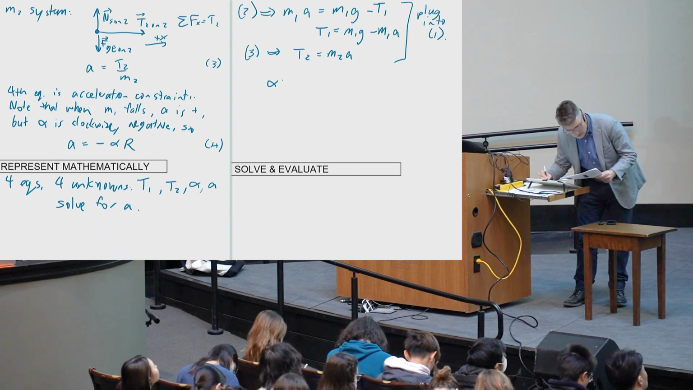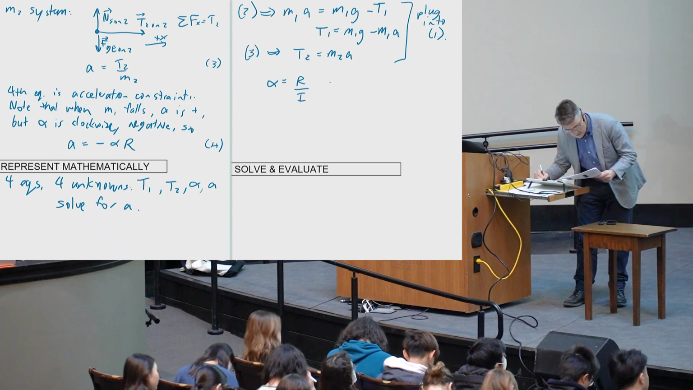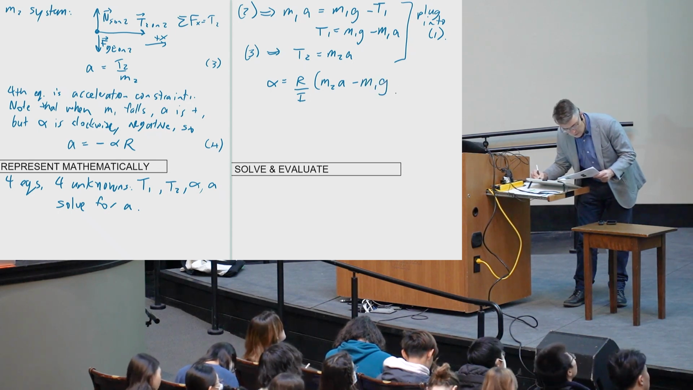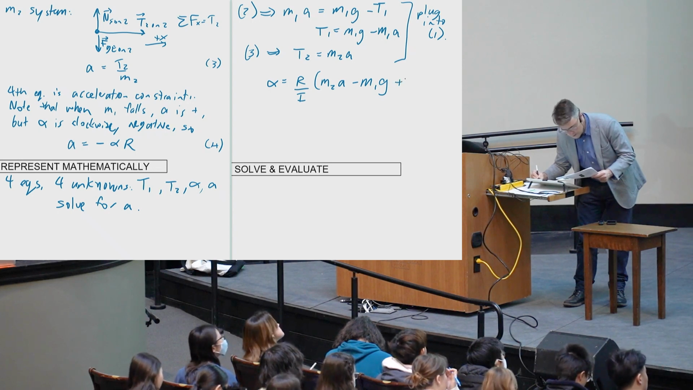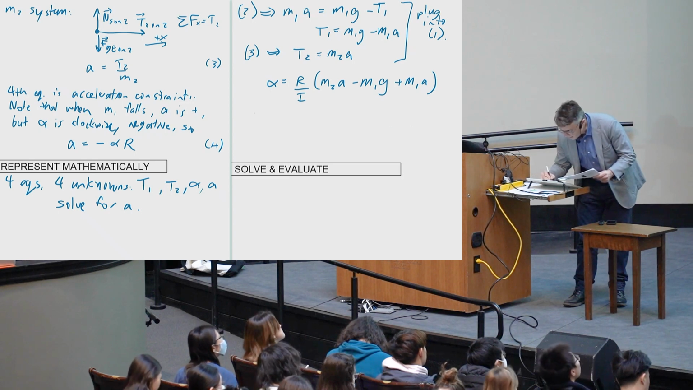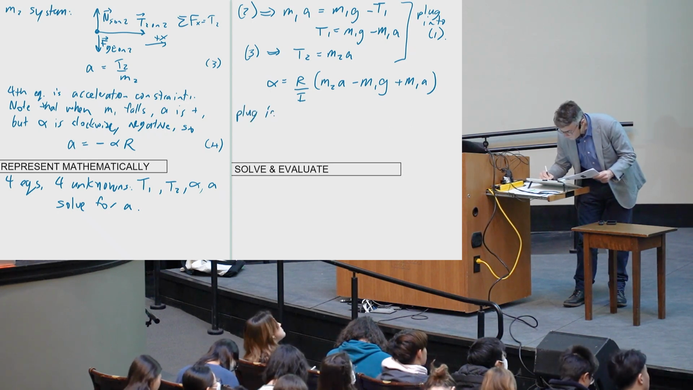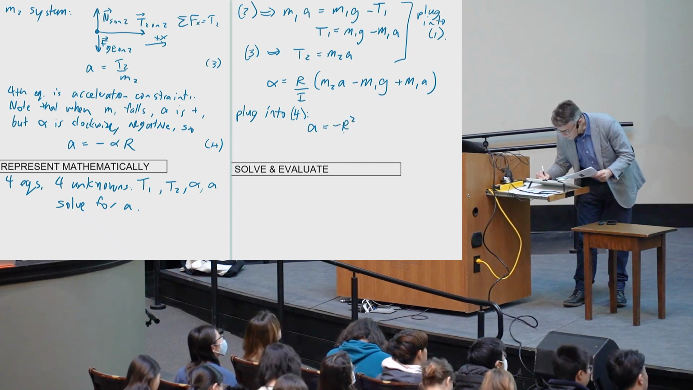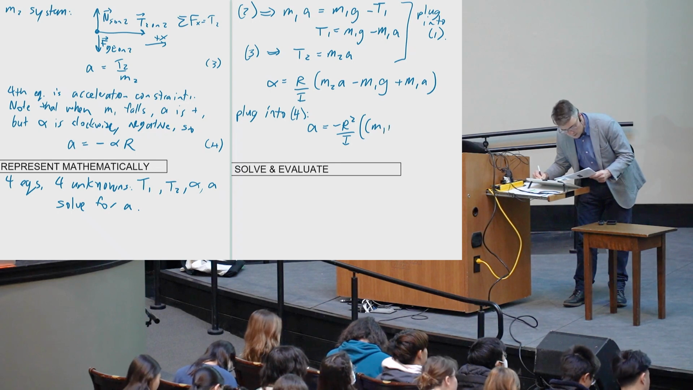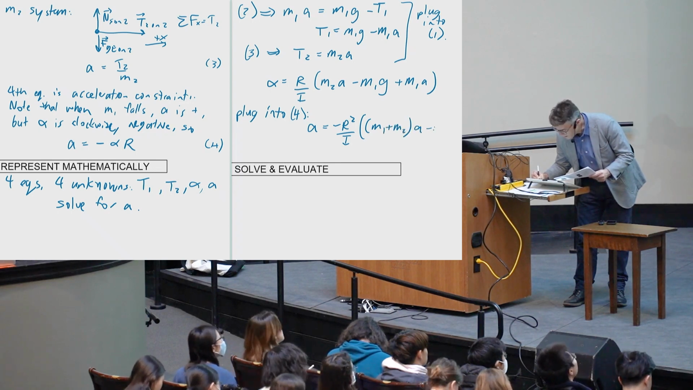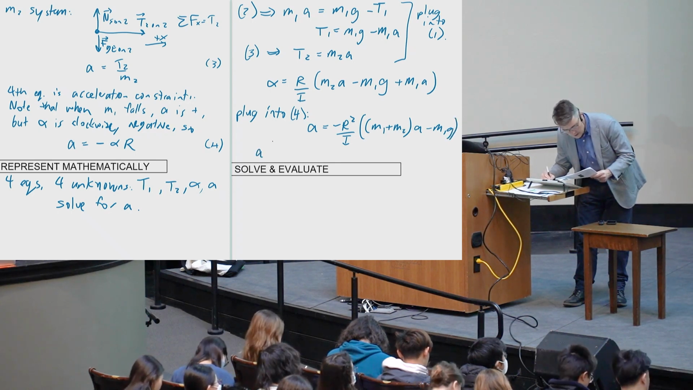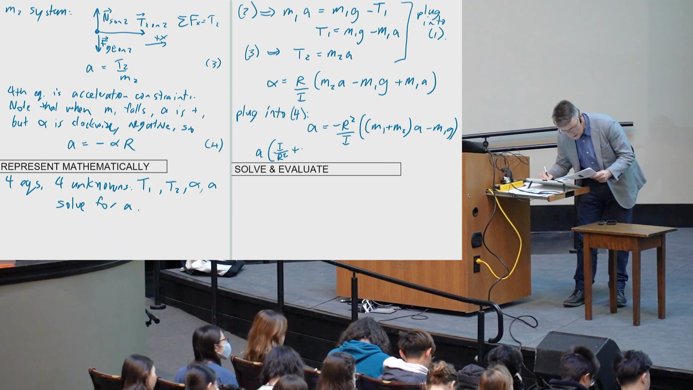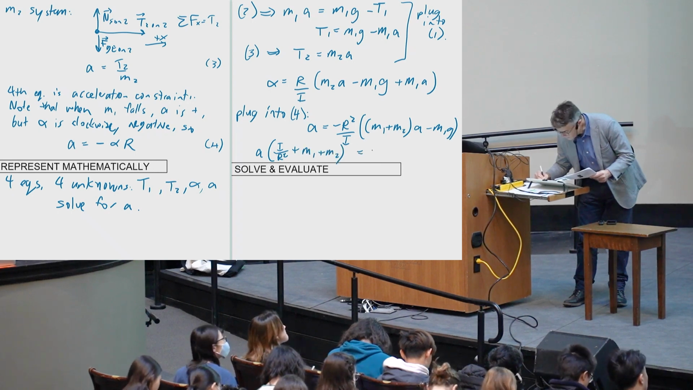So alpha is equal to R over I times M2A minus M1G plus M1 times A. So you've got some A's and some G's in here. I'm going to plug into 4, our acceleration constraint. And I've got the acceleration is equal to negative R squared over I times, I'll pull out the M1 plus M2 times A minus M1G. So A times, I'm trying to solve for A, so let's get it on one side of the equation. I over R squared plus M1 plus M2 equals M1G.